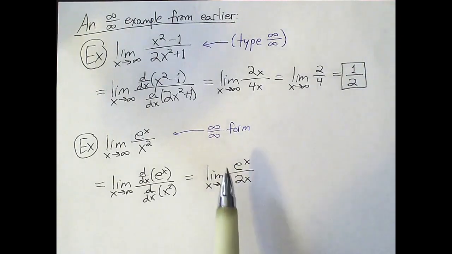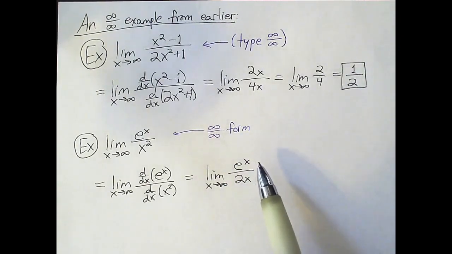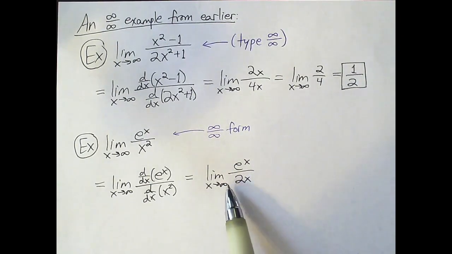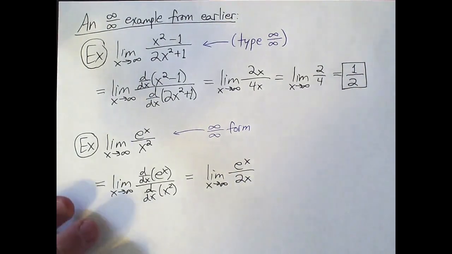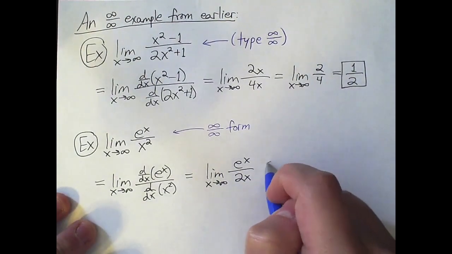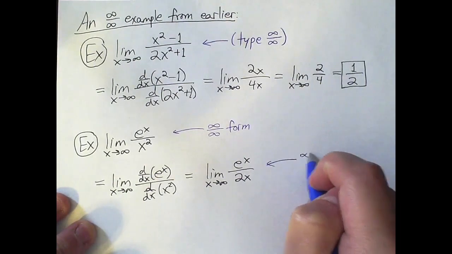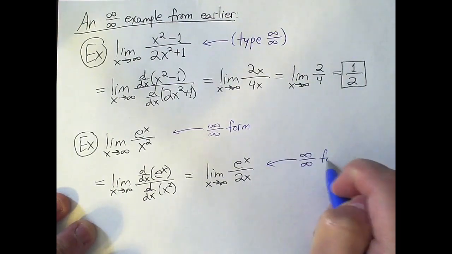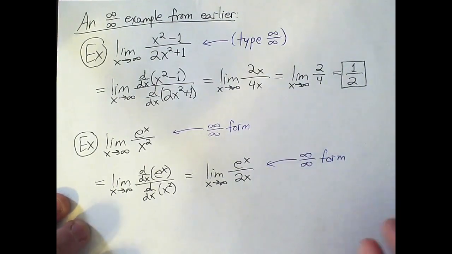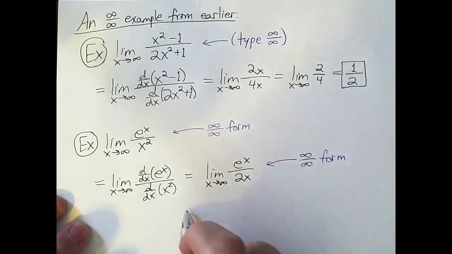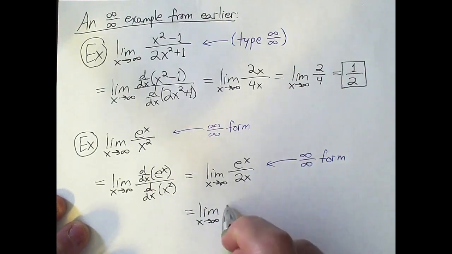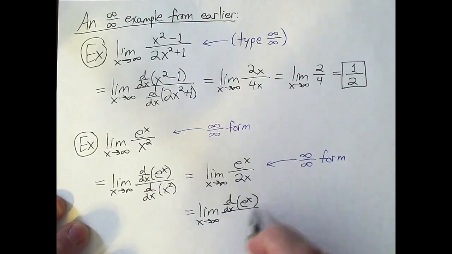Let's think about what happens to the top and bottom. The top is going off towards infinity. The bottom is also going off towards infinity. So what's happening here is we still have an indeterminate form. And how do we deal with indeterminate forms? We use L'Hopital's rule. So we're going to use L'Hopital's rule a second time. Derivative of the top, derivative of the bottom.